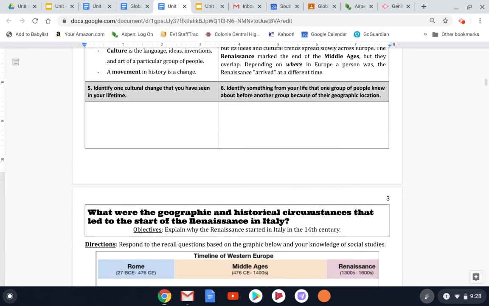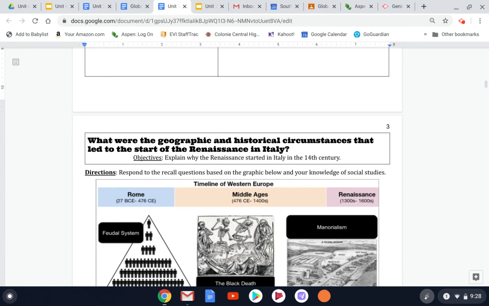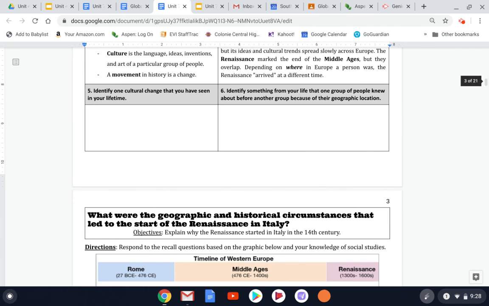So the next couple of pages, we will go over the geographic and historical circumstances that led to the start of the Renaissance in Italy. Basically, what was so important about Italy, what was going on there, and why was their location important for them to be the start of this rebirth.